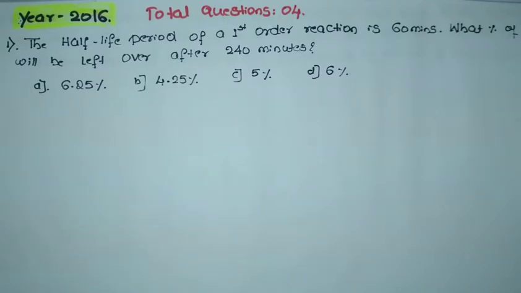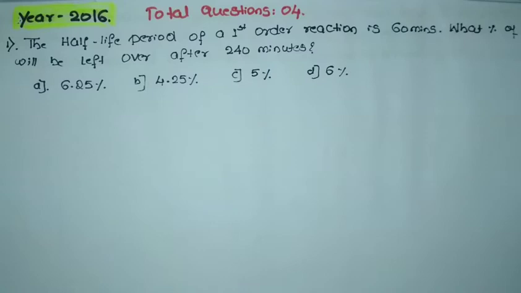So this is year 2016. The total questions asked were around 4. The first question is like, the half-life period of a first order reaction is 60 minutes. What percentage will be left over after 240 minutes? Again the question is based on the half-life itself. Even in the previous 2015 paper, 2 questions were based on the order and the half-life.